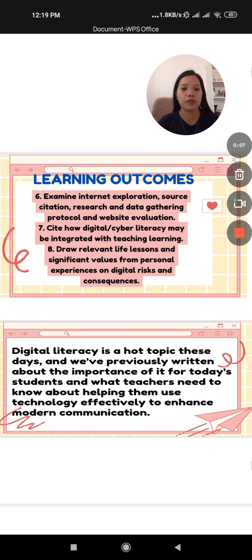So learning outcome 6 is examine internet exploration, source citation, research and data gathering protocol, and website evaluation. 7 is cite how digital or cyber literacy may be integrated with teaching and learning. 8 is draw relevant life lessons and significant values from personal experiences on digital risks and consequences.